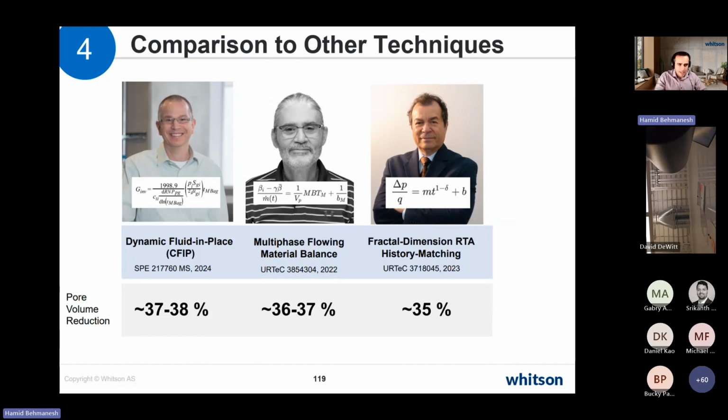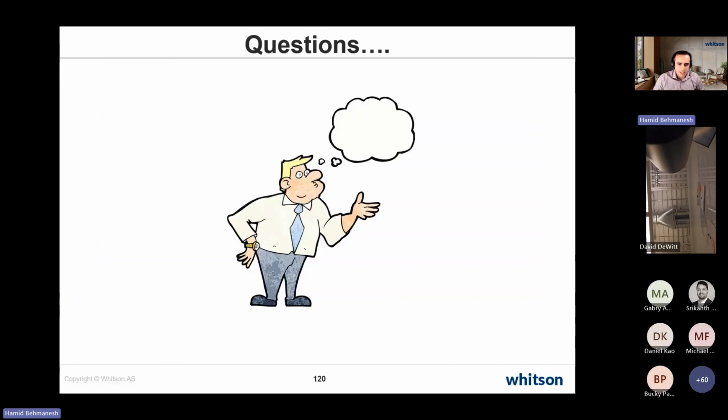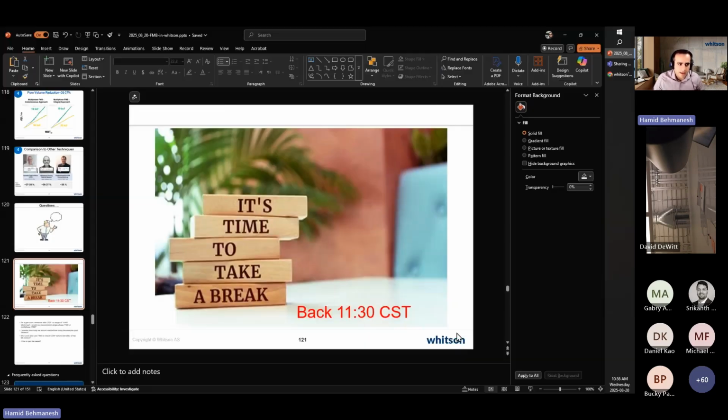And this same data set has been investigated by three legends in the area. With a multi-phase FMB, it's a 36 to 37% loss of the reserve. And these two gentlemen also used a totally different approach, rather than the flowing material balance: dynamic fluid in place calculation and fractional RTA. Each of these papers by itself investigated the same data set using a different approach, but it's very interesting to see all of them settled on the same reduction of the fracate. So this is pretty much the end of the slides here.